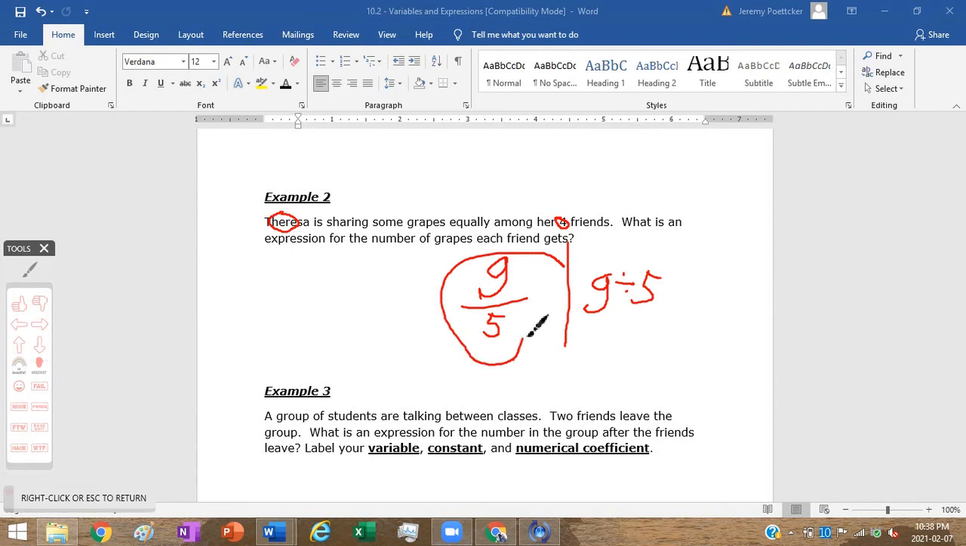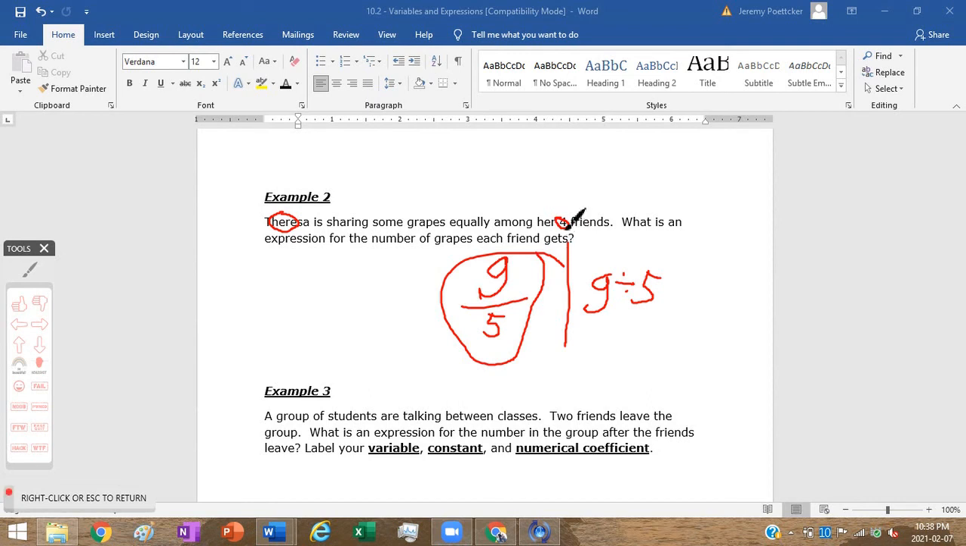All right, so this is assuming, again, Teresa and her friends are eating, which makes 4 friends plus Teresa, 5 people. I suppose if Teresa is allergic to grapes and refuses to eat them, then we would have a different expression. There it would be G divided by 4.